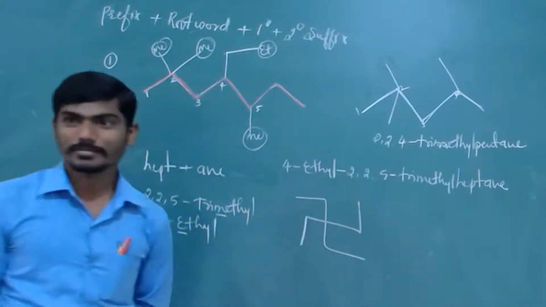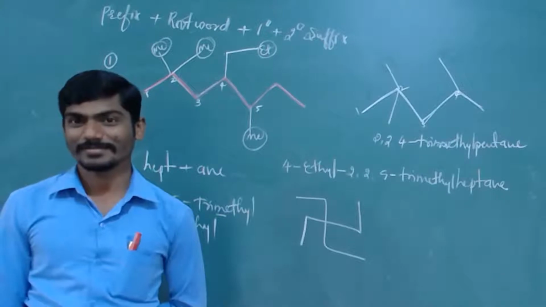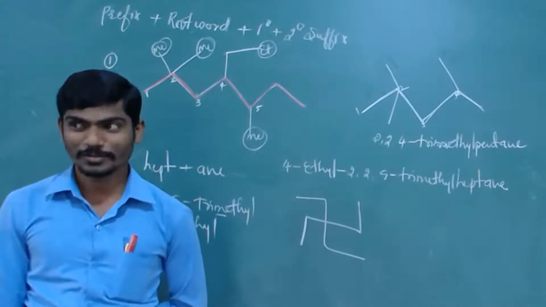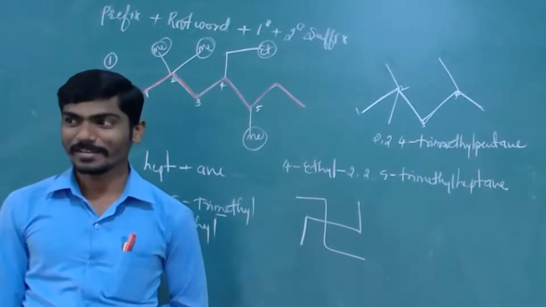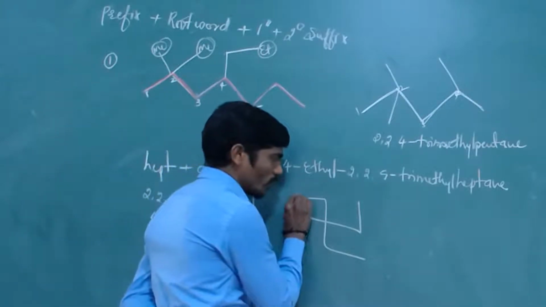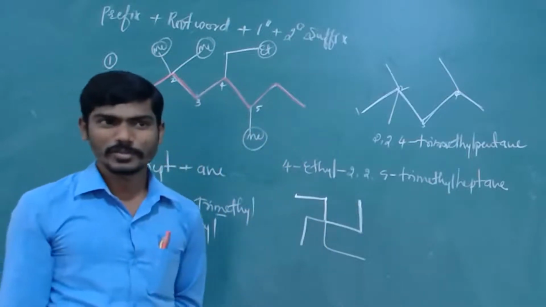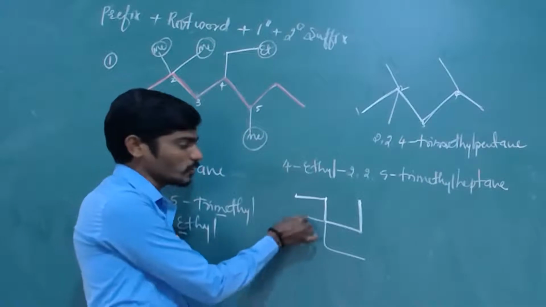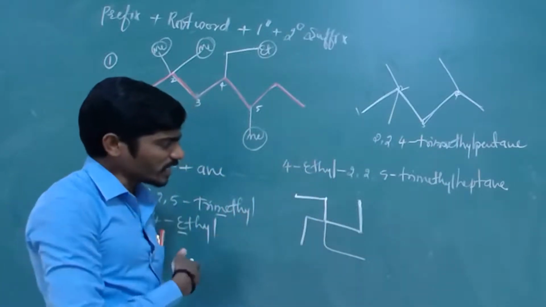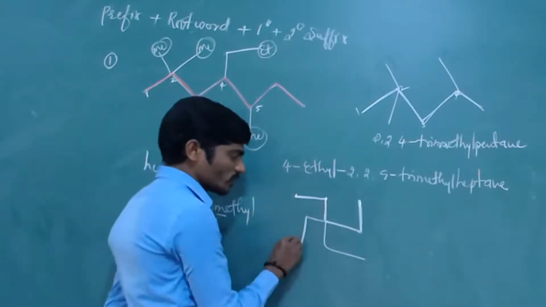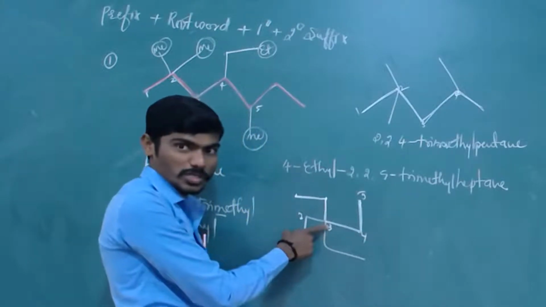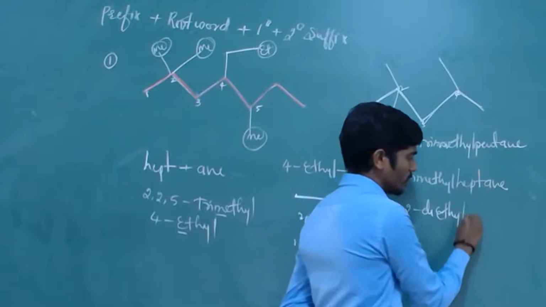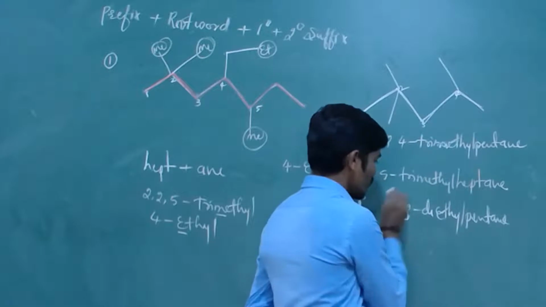What is the name? Pentane, because there are 5 carbon atoms in the parent chain: 1, 2, 3, 4, 5. You can select any chain since there are only two substituents, so select any one. At the 3 position, two substituent groups are there, that is ethyl. So the name is 3,3-diethyl pentane.